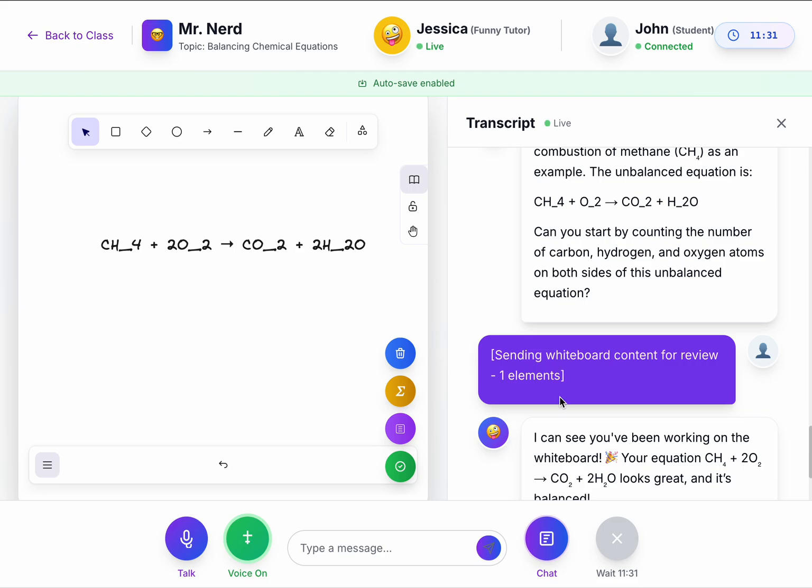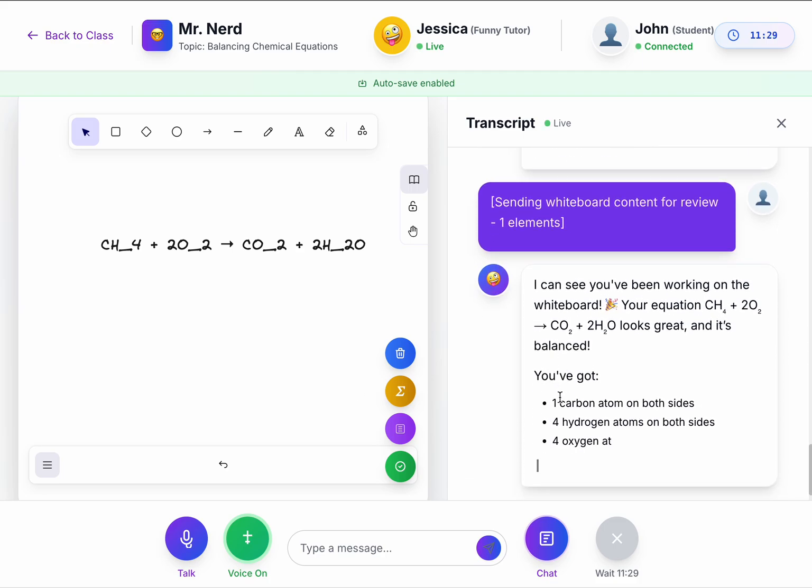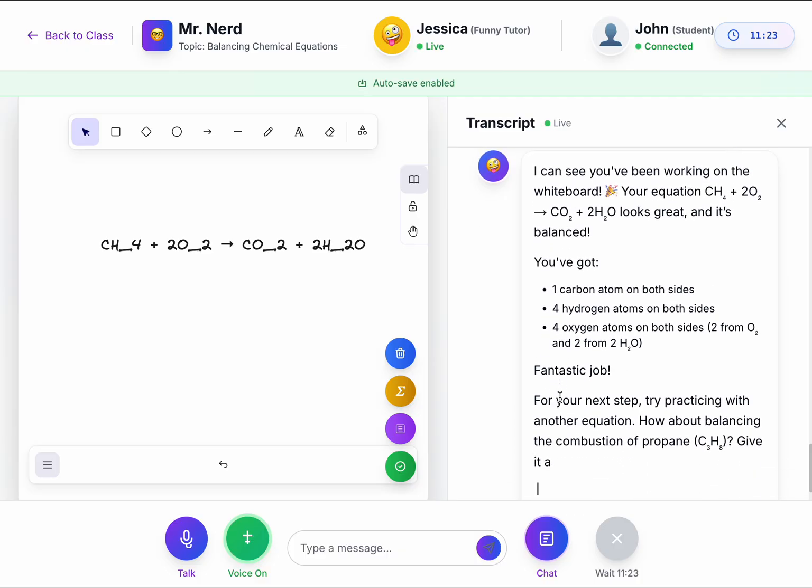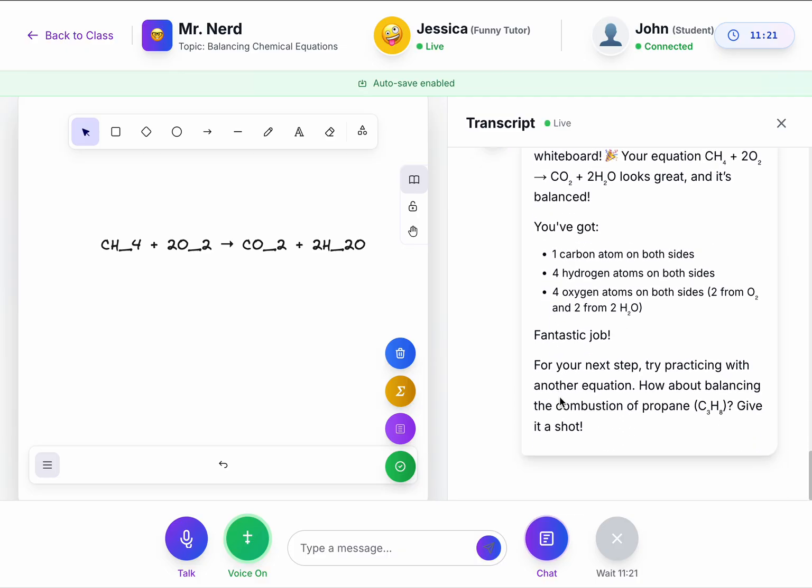I can see you've been working on the whiteboard. Your equation CH4 plus 2O2 yields CO2 plus 2H2O looks great, and it's balanced. You've got 1 carbon atom on both sides, 4 hydrogen atoms on both sides, 4 oxygen atoms on both sides, 2 from O2 and 2 from 2H2O.